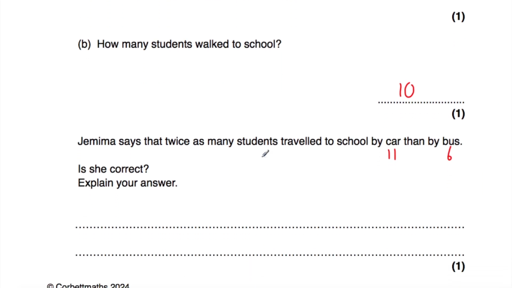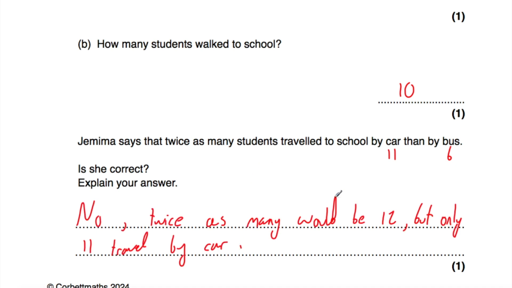And Jemima said that twice as many students travelled by car than by bus. Well, as you can see, that's not correct, because 6 students travel by bus, and if we double that, if we times it by 2, that should be 12. So there should be 12 students that travel by car if there's twice as many that travel by car than by bus. But there's only 11. So let's explain that. No. And that's it. I've just explained no. Twice as many would be 12, but only 11 students travel by car. Okay, let's have a look at our next question.